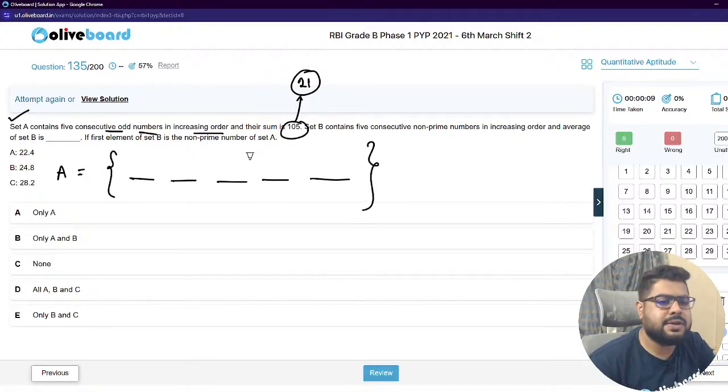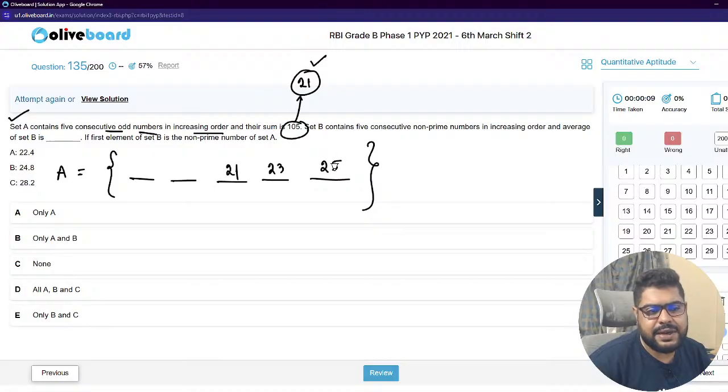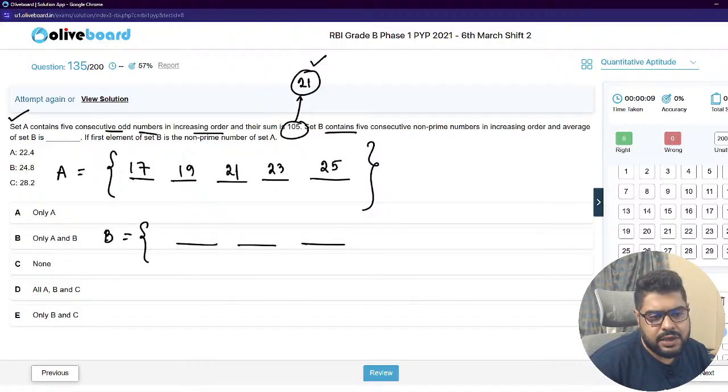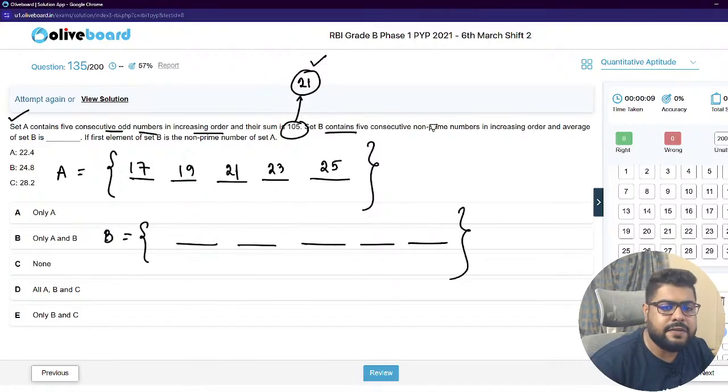Sir, always, sir, for an odd number of numbers, the average is the middle number. You can check, sir. Consecutive odd numbers, meaning this is 23, this is 25, this is 19, this is 17. B is another set, containing 5 consecutive non-prime numbers in increasing order. They're asking for the average. The first element of B is the non-prime element of A.